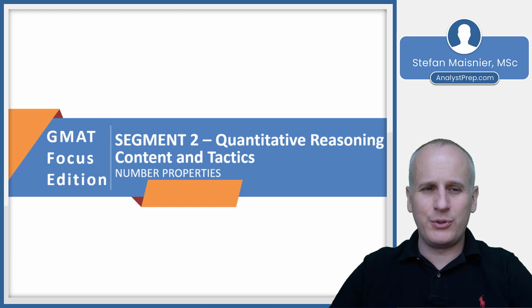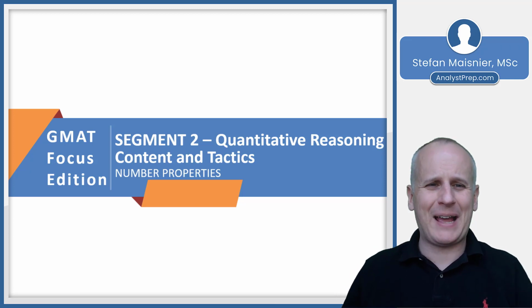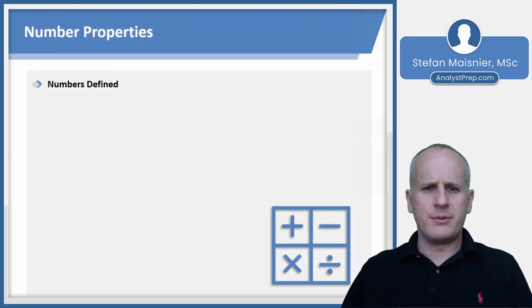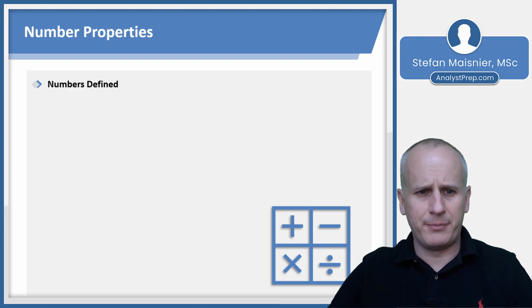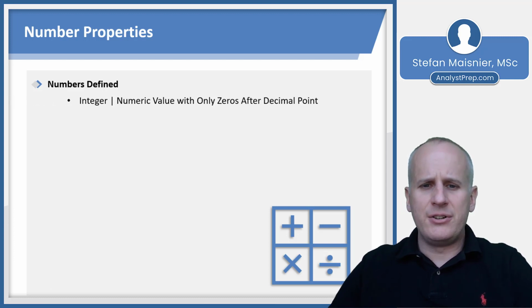In this lesson, we'll talk about one of the foundational concepts on the GMAT-focused quantitative reasoning section, which are abstractly defined as number properties. So let's just talk about how numbers are defined in English and arithmetic ultimately. An integer is a numeric value with only zeros after the decimal point from a technical perspective.